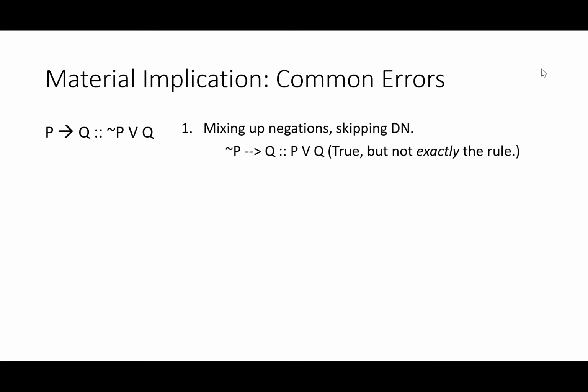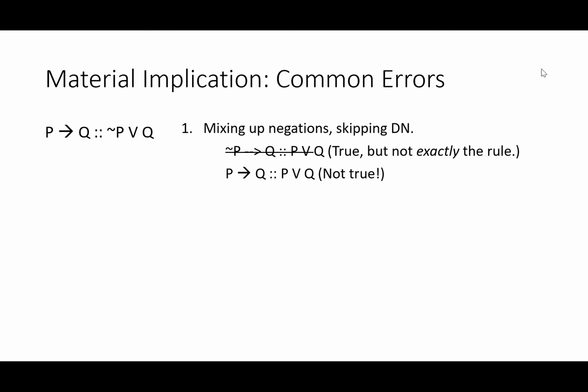There's a number of common errors with this extremely important rule. Most of them involve mixing up negations or skipping double negation. So this first error is going from if not P, then Q to P or Q, and vice versa. That's true, but it's not exactly the rule. You've skipped a couple double negations in there, and that's important not to do.